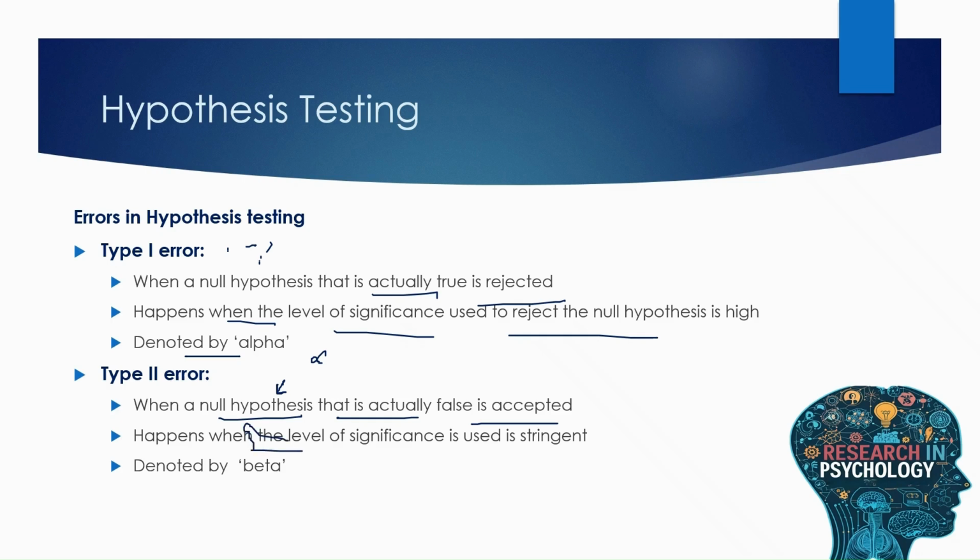This happens when the level of significance used is stringent or very strict. Alright, so in the earlier case, type 1 error, this was happening when a higher level of significance was being used. Here a stricter, very limited level of significance is being used, and this is denoted by beta. Alright, that was type 1 error and type 2 error.